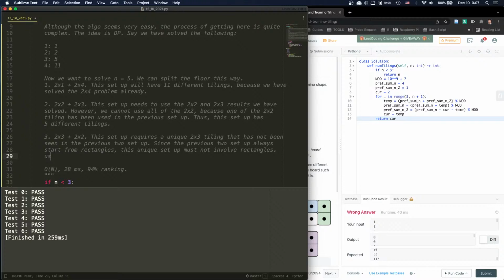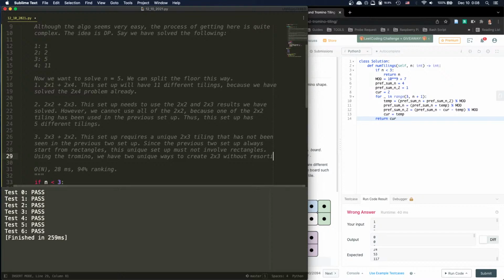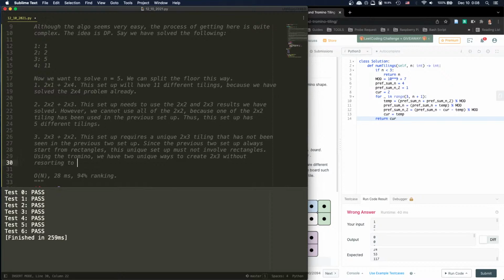Using the trinomial, we have two unique ways to create 2 by 3 without resorting to perfect rectangles. Thus, this gives us 2 times 2, right? Gives us 2 times 2 equals 4 tilings.